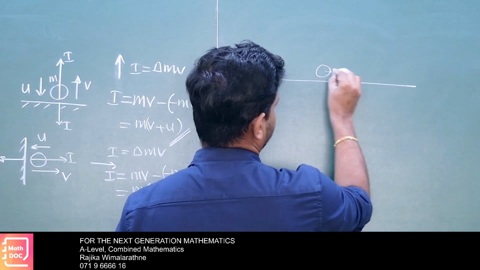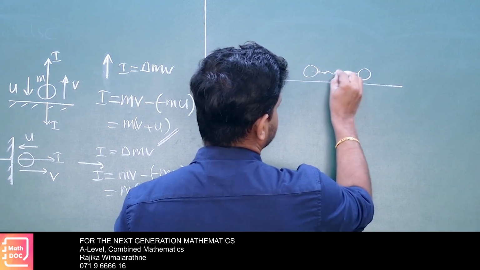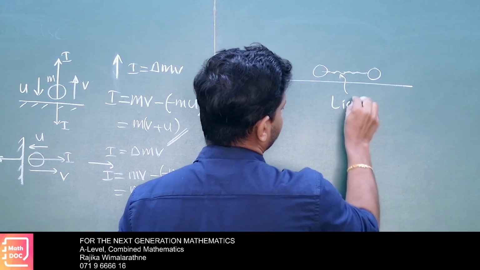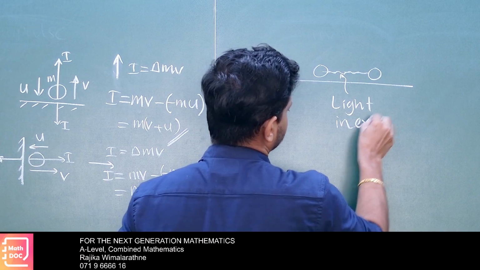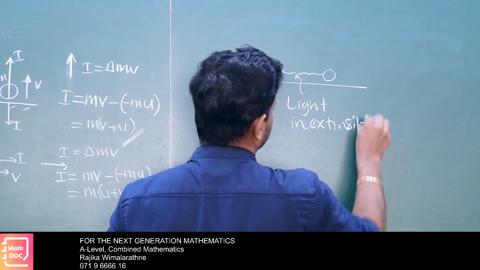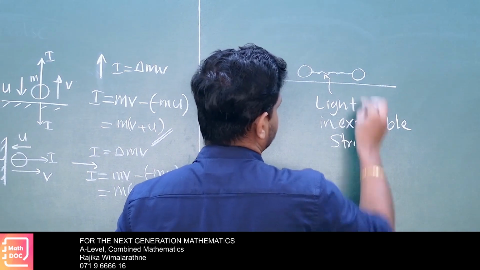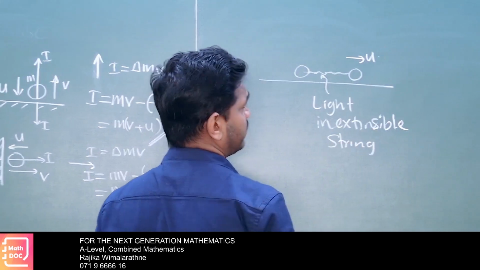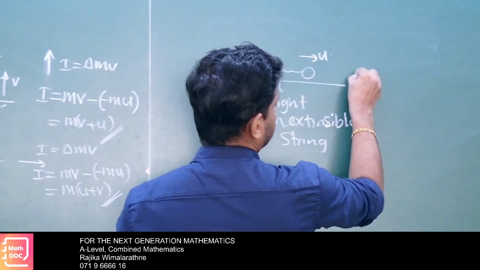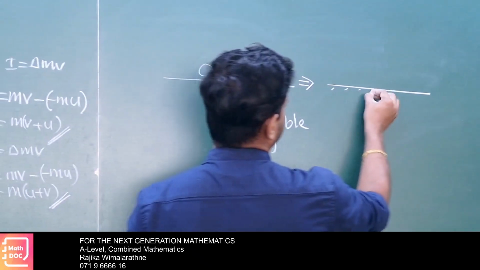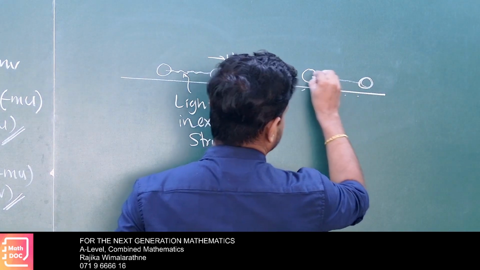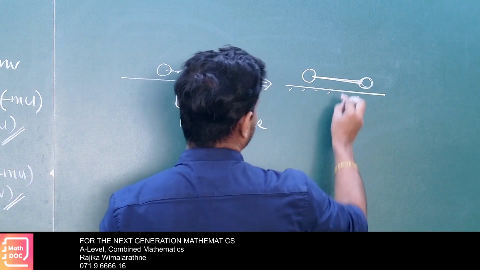Here, on that plane, there will be a string. It is a slack, light, inextensible string. So you give velocity u. Sometime later it goes to this position. Now it's just about to become taut.